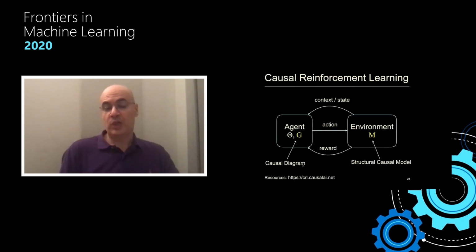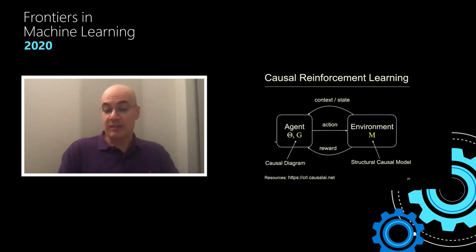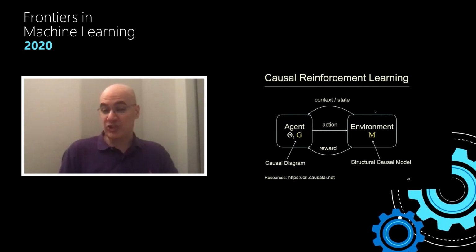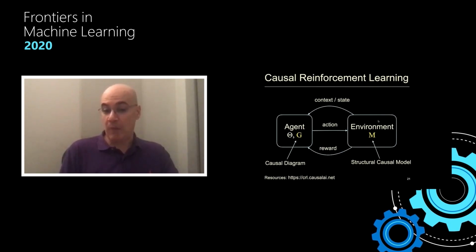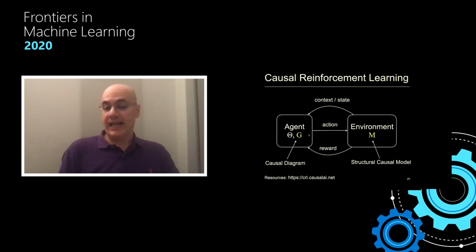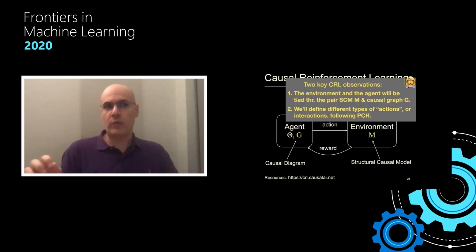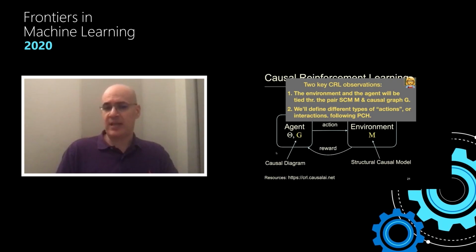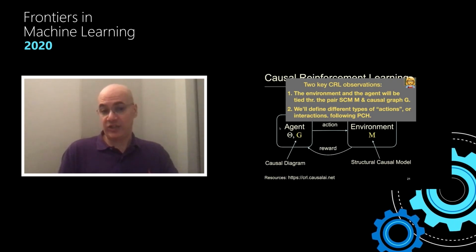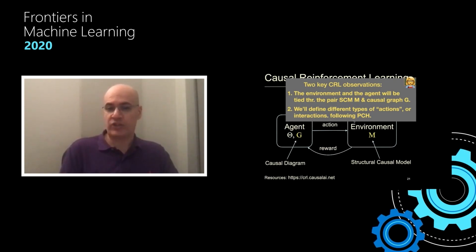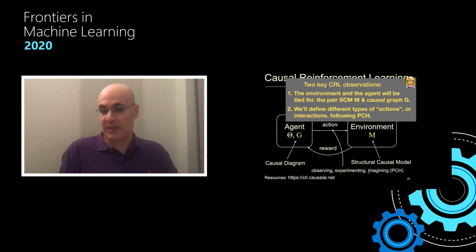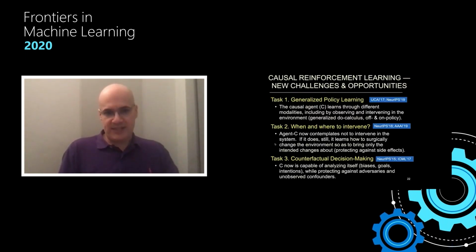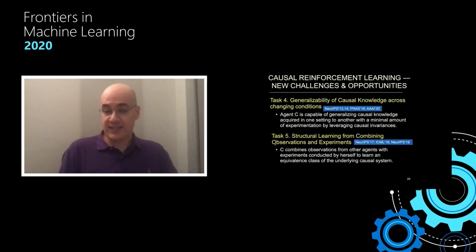Now, the only difference here from the causal reinforcement learning perspective, and I spent almost 3 hours discussing that in the tutorial, is that officially the collection of mechanisms that we just studied, the structural causal model, will be the model of the environment, and the agent side will have this graph G. The two key observations: the environment and the agent will be tied through the pair, the SCM on the environmental side and the causal graph on the agent side. We'll define different types of actions or interactions following the PCH, which means that observing, experimenting, and imagining will be these different modes. Please check crl.causal.ai for more details there. Let me skip this one here. You can check later about the different types of tasks that were not acknowledged before.